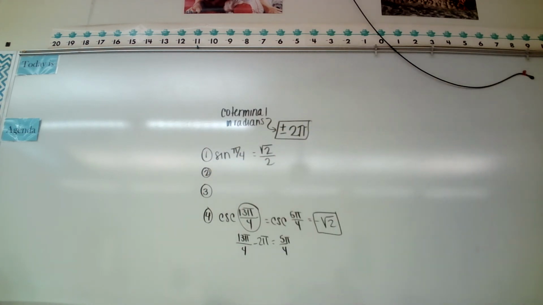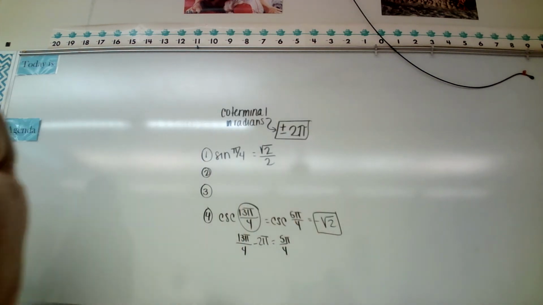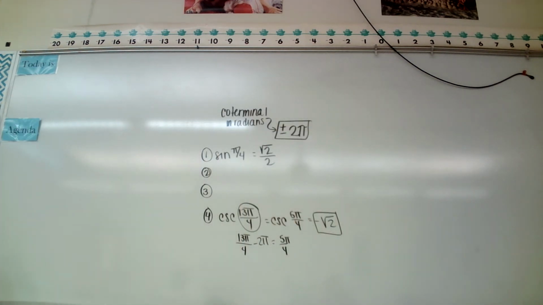You're trying 1 through 8. Some of them we've already done. Just looking at some values, and then maybe for some of them having to find coterminals.